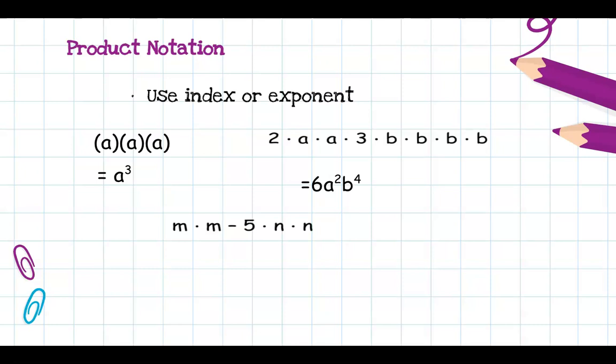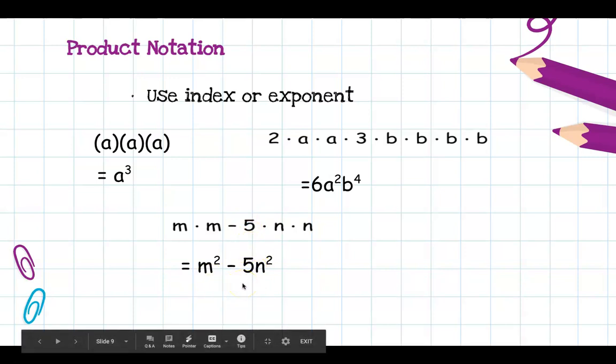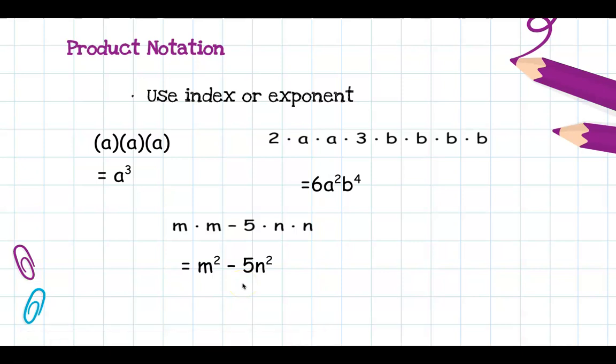Okay, now we have a combination of a variable being multiplied to itself and a subtraction. So again, think of the order of operation. So you multiply first before you do the addition or subtraction. So m times m is m squared, and then you copy this subtraction symbol minus, and then you put together the n times n, which is n squared, and write the number and make it the coefficient of the expression. So the simplest form is m squared minus 5n squared.